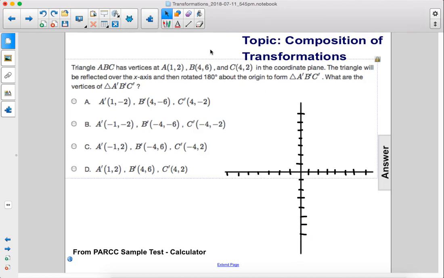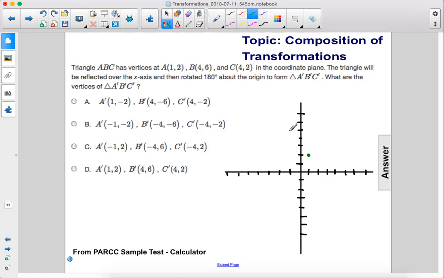All right, now let's draw our first triangle. (1, 2), (4, 6), 1, 2, 3, 4, 5, 6, and (4, 2). So here. All right, there we go. Now we're going to reflect it over the x-axis.